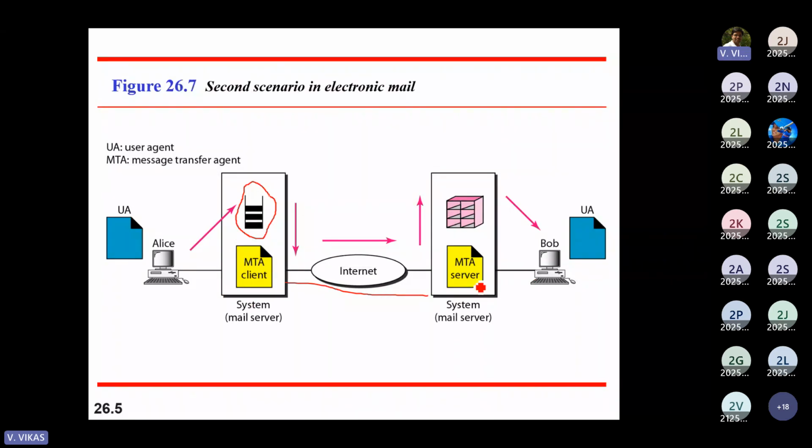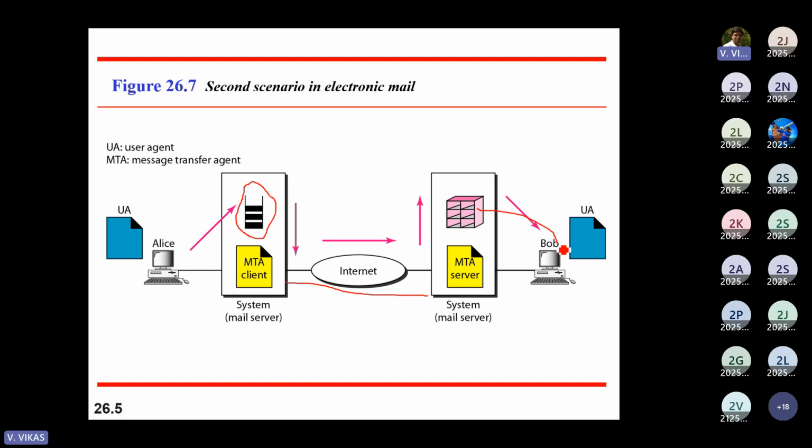MTA server, what it does is, it takes the information and keeps it in the respective mailboxes. So from that mailbox, Bob will be taking the information. The second scenario represents moving the mail from one system to another system, which is handled by the MTA client. So indirectly, if we have a second-scenario kind of situation, in that case we require two user agents and a pair of MTA client and server. Okay, that is the second case.